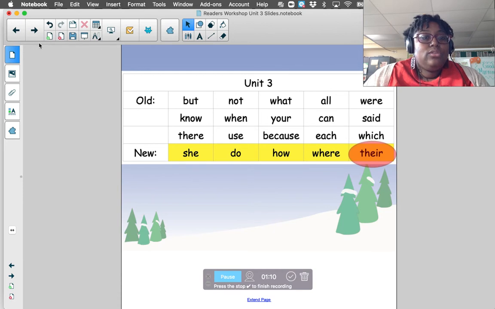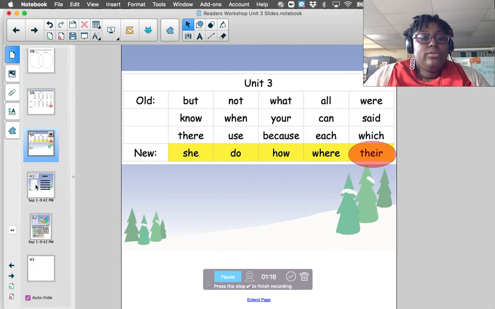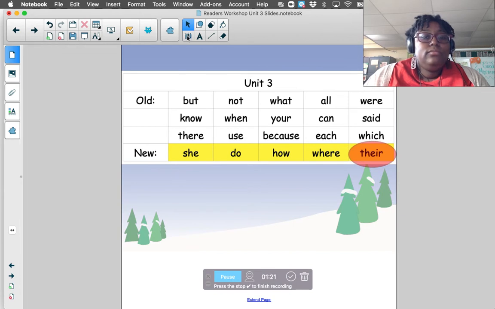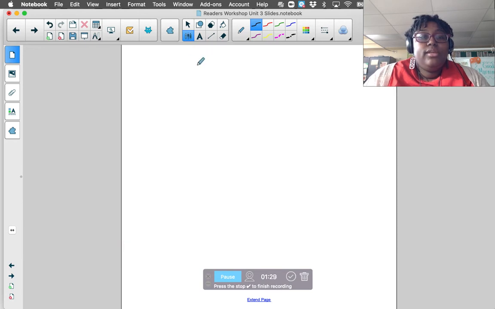Okay, so go ahead and pause the video so that you can get a whiteboard, a marker, and eraser so that we can write our new sight words, okay? Okay, hopefully you have your things. The first word is she. Let's write the word she.